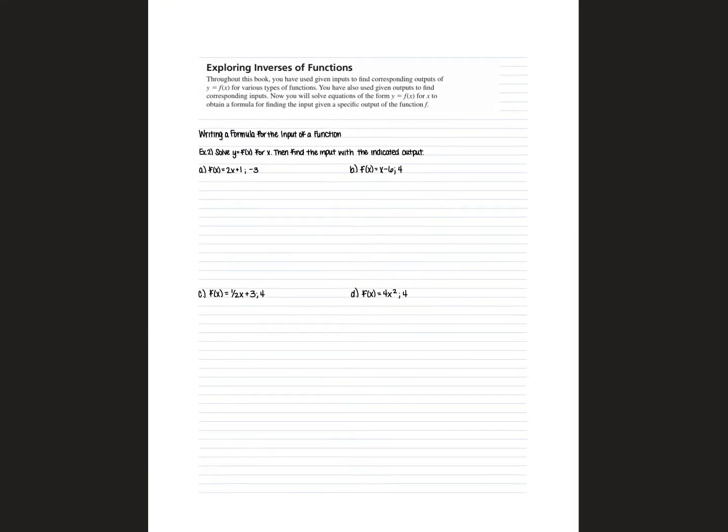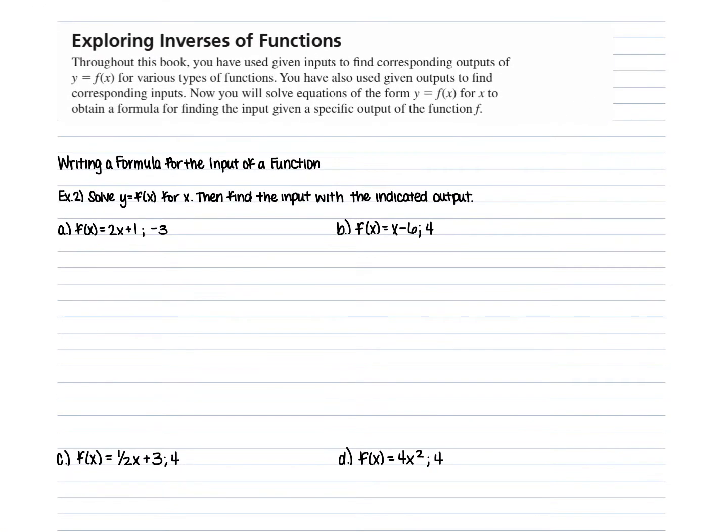The next section within our notes, we are going to be writing a formula for the input of a function, and then we are going to be using an output in order to solve for a specific value. So with these, you want to keep in mind a couple things. First is the fact that f of x is the same exact thing as y. So when you start these, rewrite your formula or your function in terms of y instead of in terms of f of x. From there, it tells you to solve for x and then plug in a value for y.